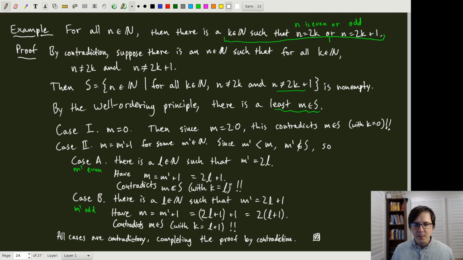So both of these cases were contradictions. Case 2 results in contradiction, and also we saw case 1 results in contradiction. So everything that we even considered resulted in a contradiction. Therefore, we couldn't assume what we assumed by contradiction. And in fact, it's true that every number is even or odd. What a surprise, right?